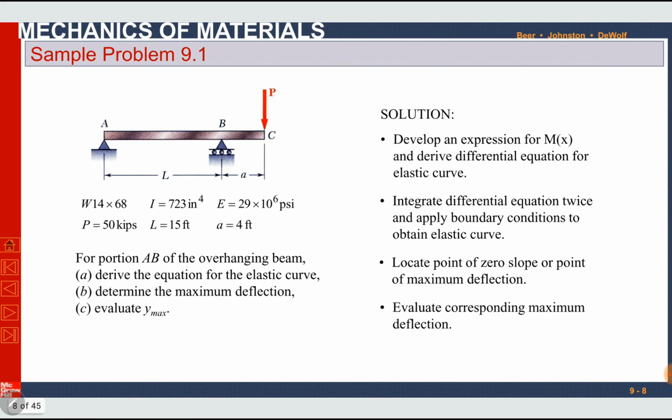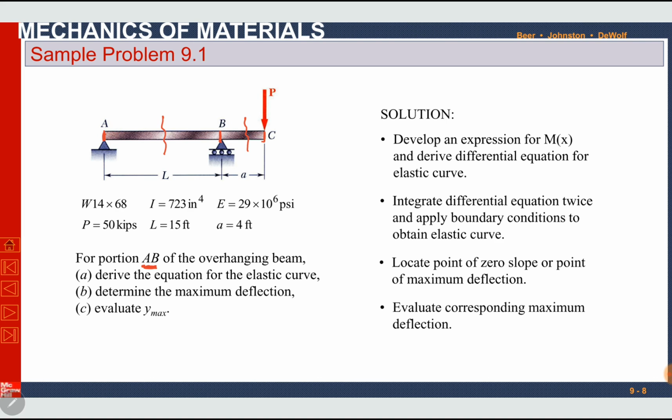Okay, moving forward, here is sample problem 9.1 from the same book. We have an overhanging beam. There are 3 loaded points, A, B and C. There is a reaction at A, a reaction at B, and an applied load P at C. This is an overhanging beam, so the moment function will be different between AB and between BC. We are asked to consider portion AB only, so we will have a section between AB.